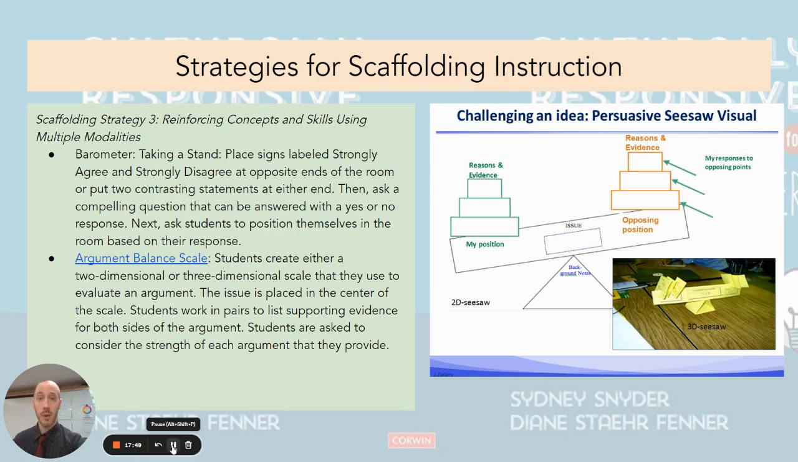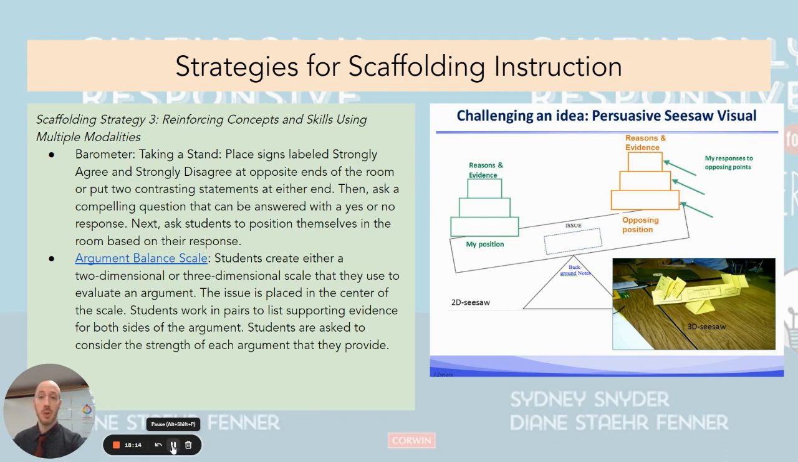Then ask a compelling question that can be answered with a yes or a no response. For example, a compelling question could be, should schools have dress codes? Give students time to consider the question and develop their opinion. Next, ask students to position themselves in the room based on their response. This activity could be used as an introduction to a topic, serve as a formative assessment, or be used at the end of a unit.